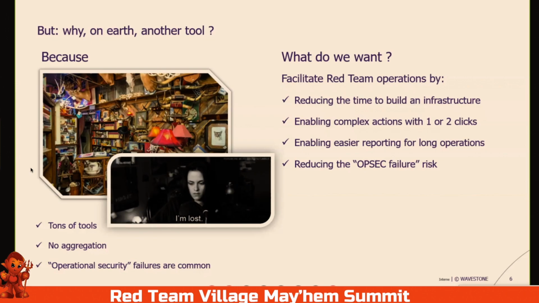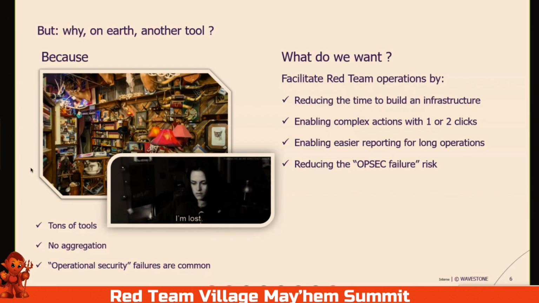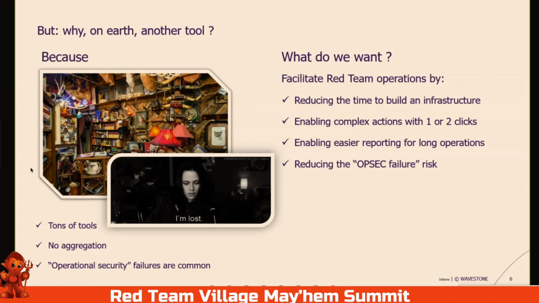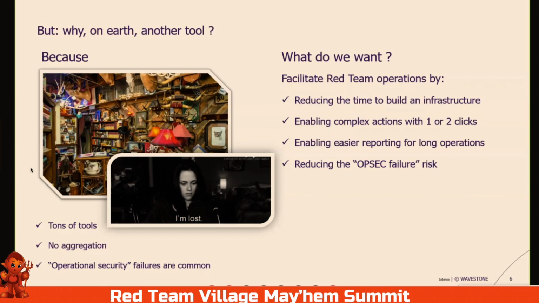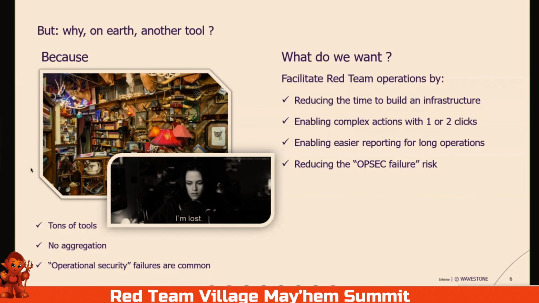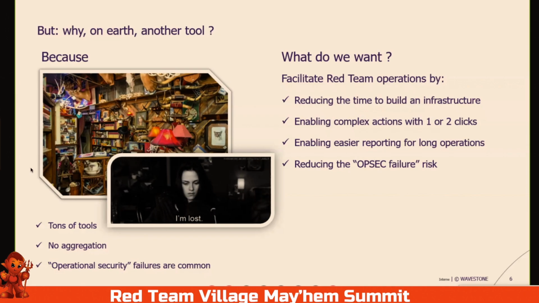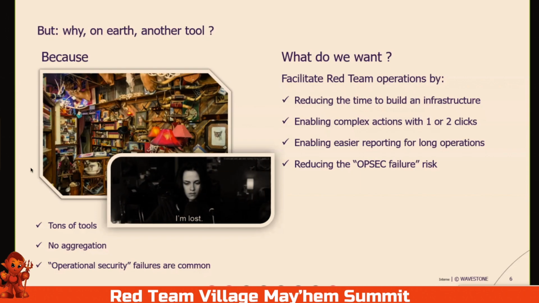So what do we want with that tool? Basically, we wanted to facilitate red team operations, and specifically, we wanted to reduce the time to build a red team operations infrastructure. We wanted to enable complex actions with one or two clicks, so that you do not have to have Top Gun pen testers involved in each red team operation. You can have one Top Gun pen tester and one junior pen tester involved, and it's very important because nobody is going to know everything about everything, and even the most famous pen testers among us are not going to be as efficient in all steps of the kill chain.